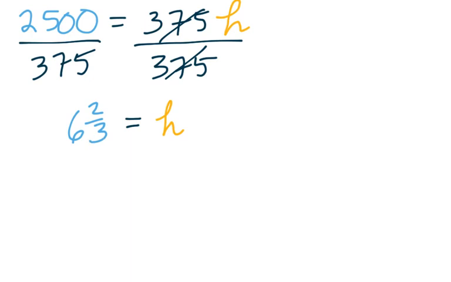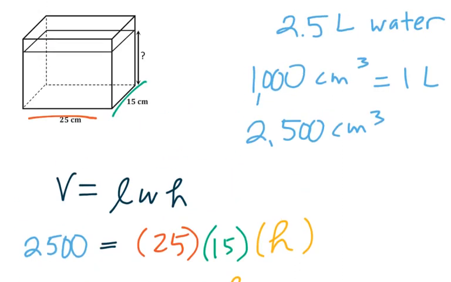Because this is a repeating decimal, we'll be very careful to keep it in fraction form. It's more efficient, and we don't have to worry about the repeating part. So this is what we're looking for here, the height. And we would need to also make sure that we have our units. So 6 2/3 centimeters is the height of the water that's contained in this container.